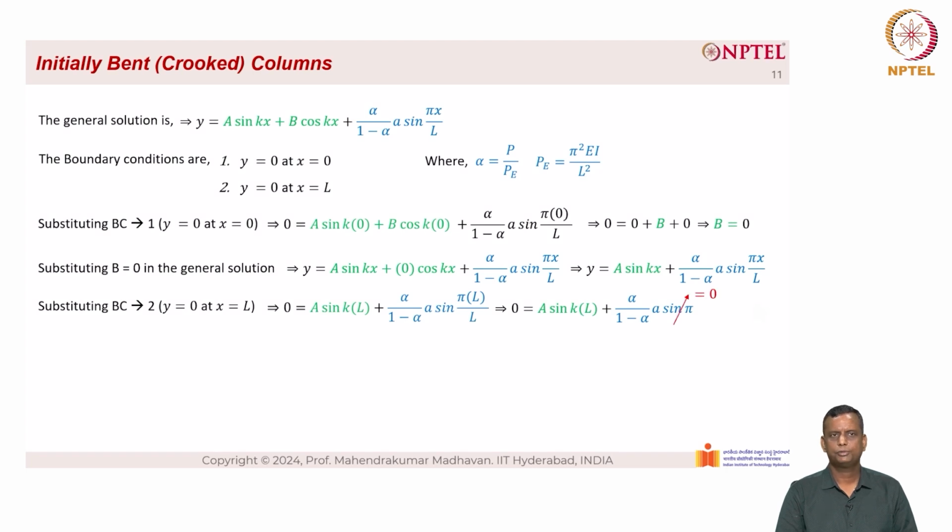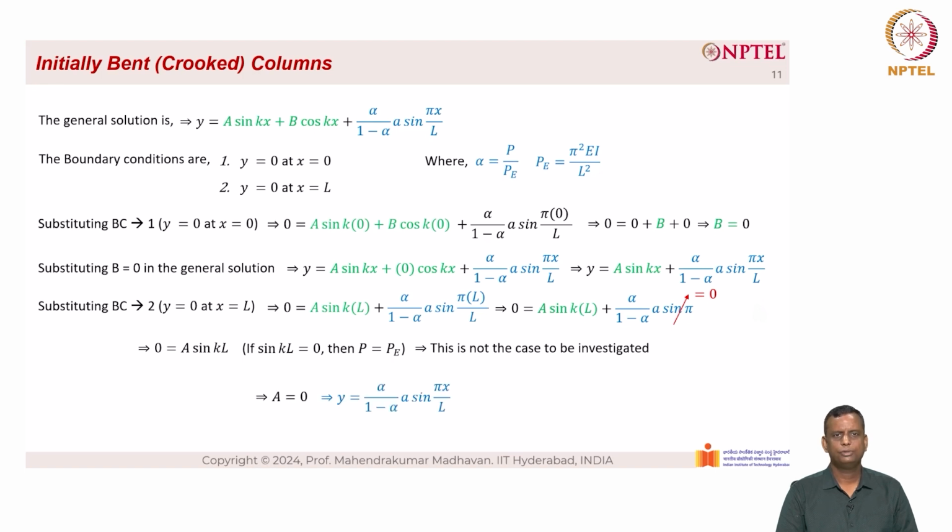So, when we substitute this, we have this following equation 0 equal to A sin kL. If sin kL equal to 0, then P equal to PE, and this is not the case to be investigated. Therefore, A should be equal to 0. So, which gives rise to the equation y equal to alpha by 1 minus alpha into A sin pi x by L. So, y naught equal to A sin pi x by L, which is the assumed initial deformation of the member, y equal to alpha by 1 minus alpha into A sin pi x by L.